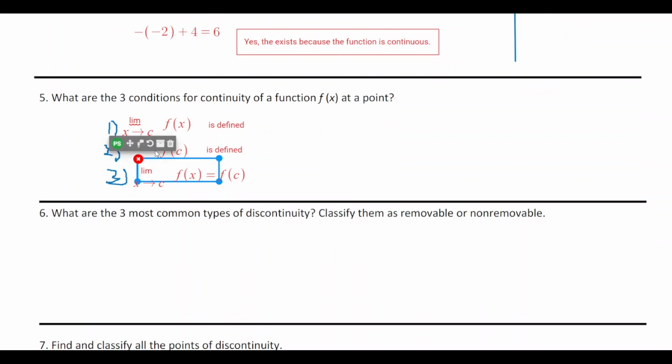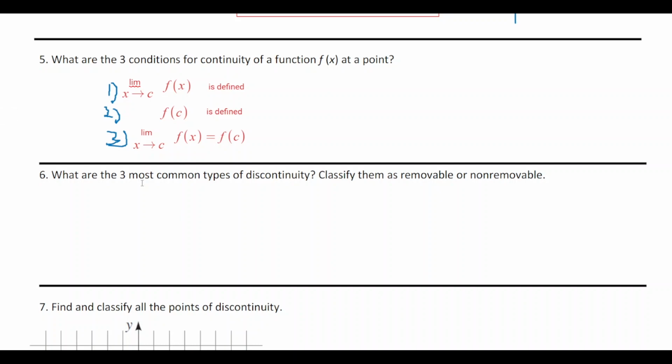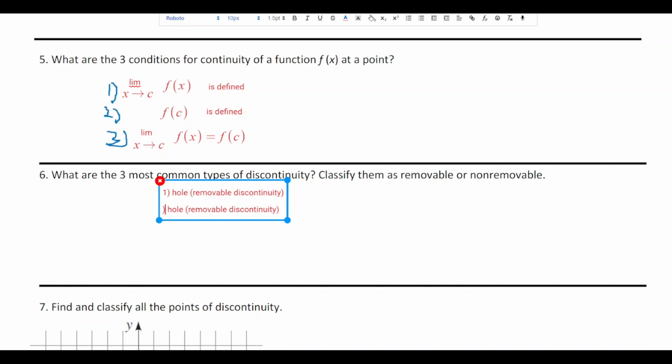For number 6, it says, what are the 3 most common types of discontinuity? The most common types that we've had to deal with, the first one is a hole. That's called a removable discontinuity. The second one is a jump. Like we've seen the jump function, or if you have a piecewise function where the 2 pieces don't actually touch each other, this is a non-removable discontinuity.